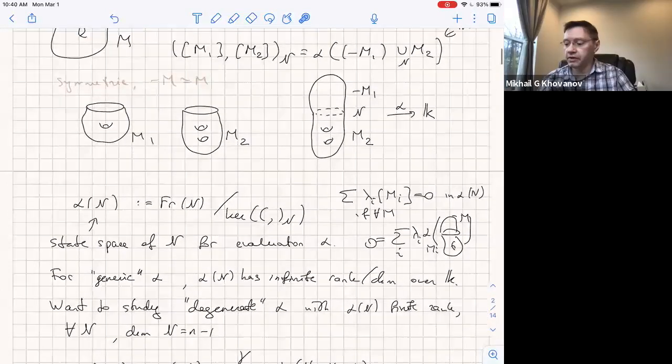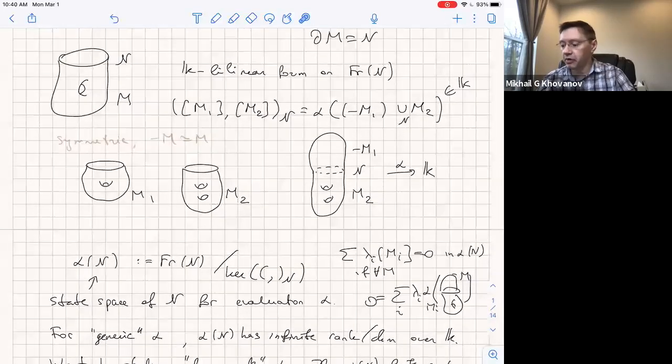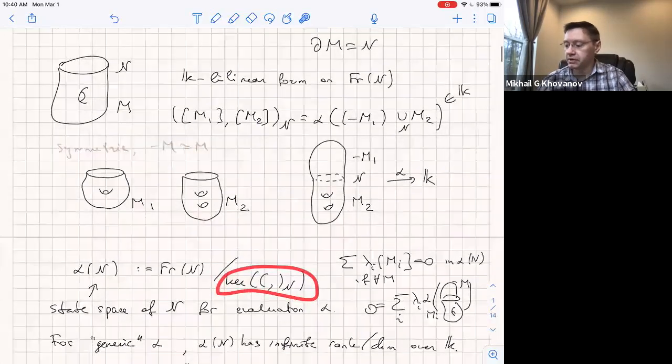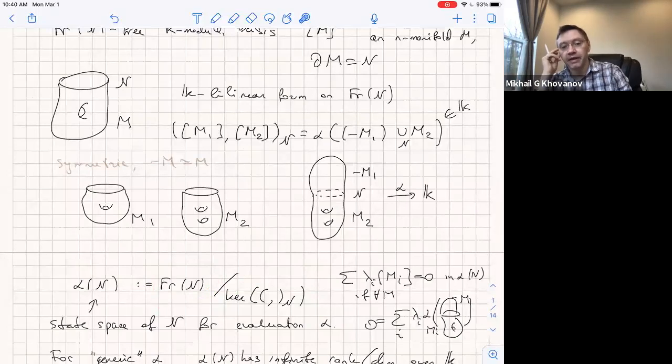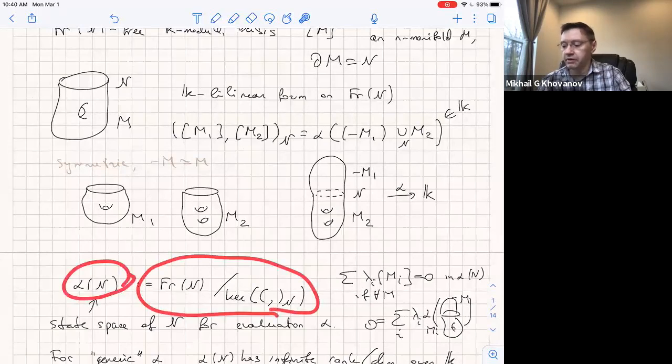So now, given this bilinear form, we can look at the kernel of this form. It's a subspace of the space freely generated by our manifolds with boundary, and they take the quotient and call it alpha of n. Call it the state space of n.